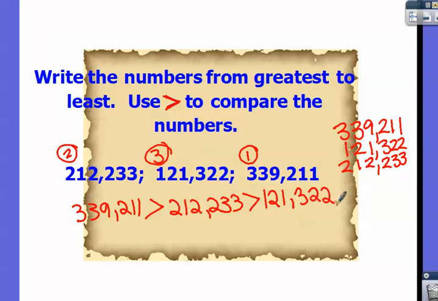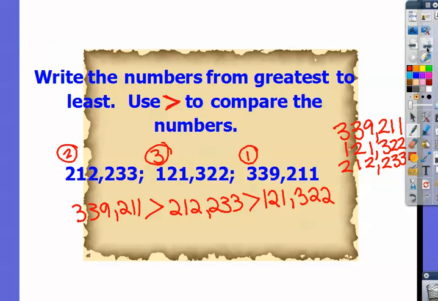So if I were going to read this whole expression: 339,211 is greater than 212,233, which is greater than 121,322. And so we'll keep going.